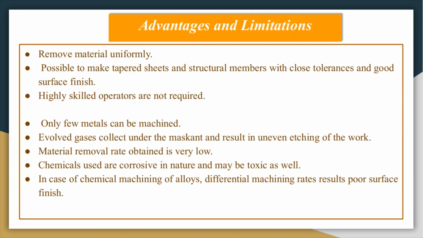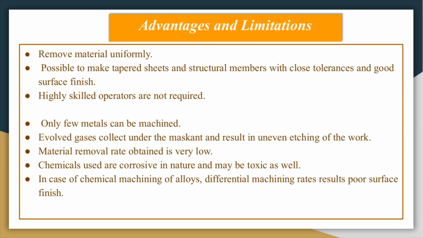Now, this process has certain limitations also. Only a few metals can be machined by this process because it is not possible to find an appropriate etchant and maskant for the other materials. Evolved gases collect under the maskant and result in uneven etching of the work. So this is a drawback. Such gases, when they come out of the system, will attack the surrounding equipment.